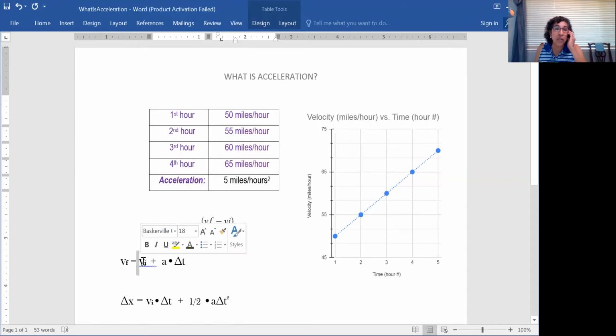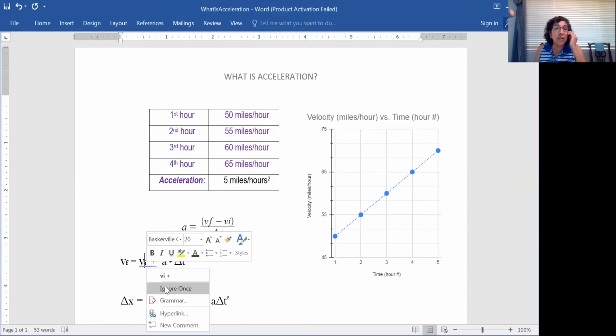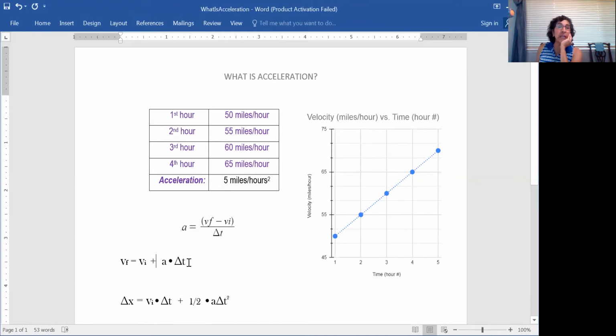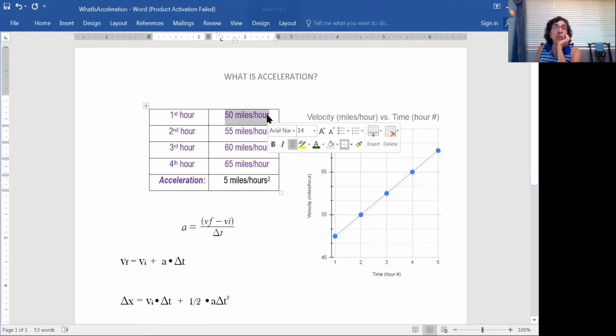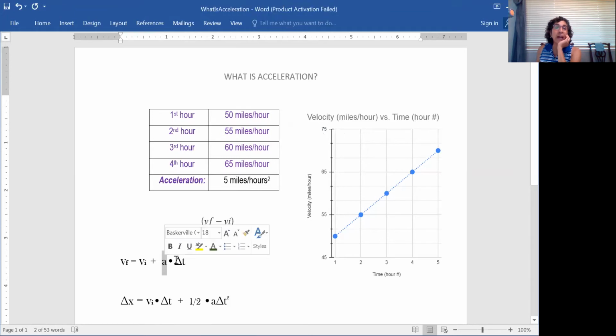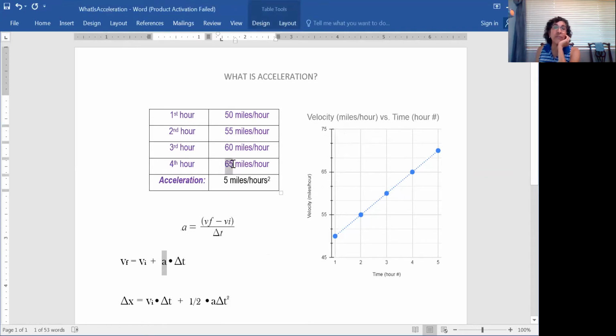Here's my equation. I believe that you should believe by looking at this. So if I started at 50, the question is how fast were you driving in the 4th hour? So 3 hours later, we take the acceleration, which is 5. A is 5. And we're going to put 3 hours. 5 times 3 is 15. Add 15 to 50, and you get 65.